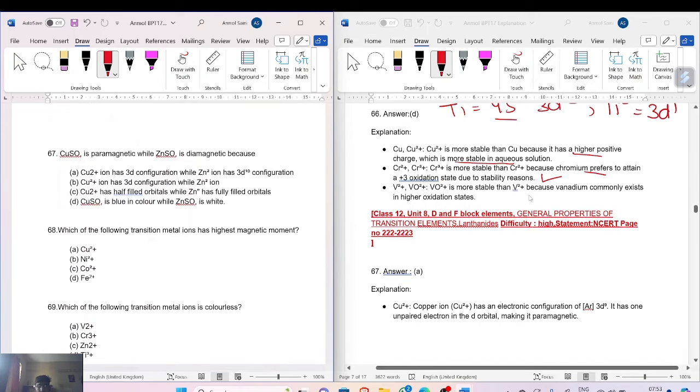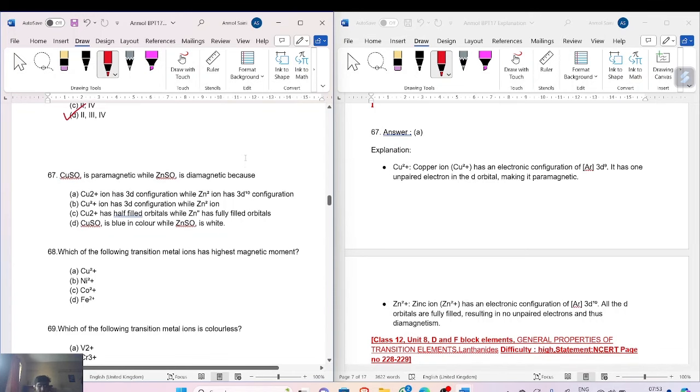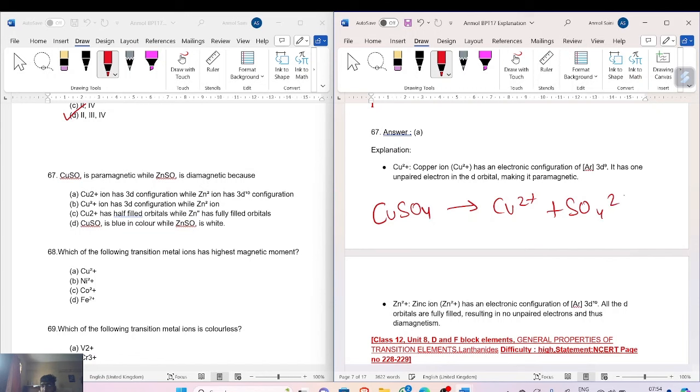So now let's come to the next question. CuSO4 is paramagnetic while ZnSO4 is diamagnetic because... First of all, we can separate them: CuSO4 as Cu2 plus and SO4 2 minus, and the same for zinc, ZnSO4 as Zn2 plus and SO4 2 minus.